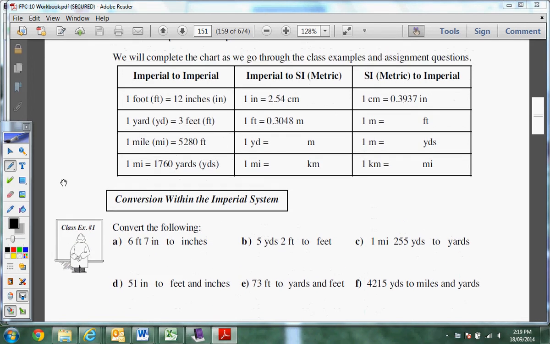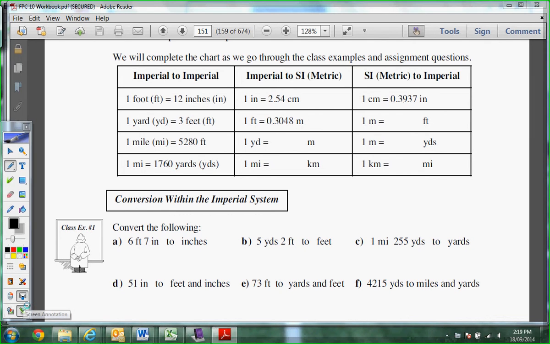Okay, so we'll complete the chart. We'll go through the class examples and assigned questions. This is the chart you'll probably refer to. We will complete it right now. What is 1 yard equal to in meters? It's probably on that sheet I already gave you. Do you have that sheet? What does it say for 1 yard to meter?